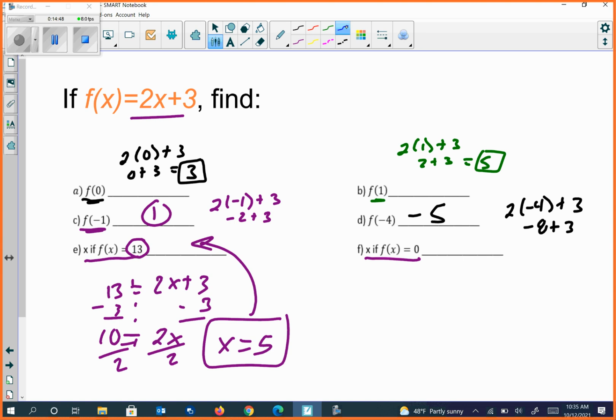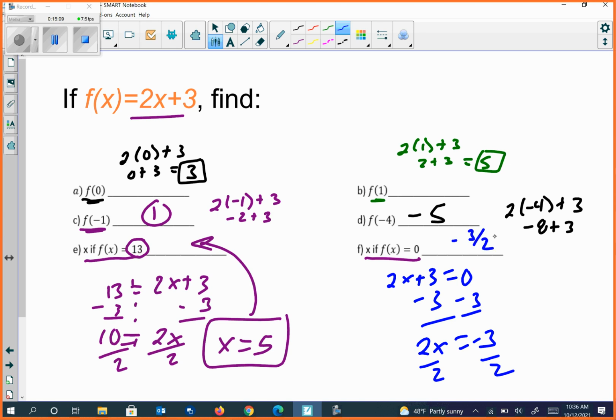Does letter F look similar to letter E? If so, what should I do? Yeah, so 2x plus 3 equals 0. Subtract 3. 2x equals negative 3. Divide by 2. So negative 3 over 2. I'd keep it like that. Cool. That's not too tough, is it? When you see them all lined up like that, I think it's pretty good. You're either going to plug something in or you're going to set it equal to something. Not too horrible, is it?